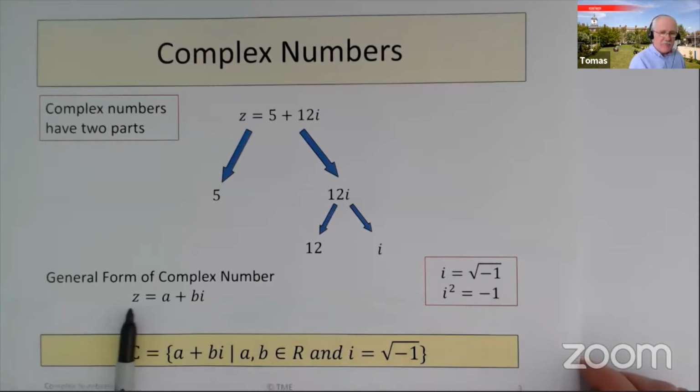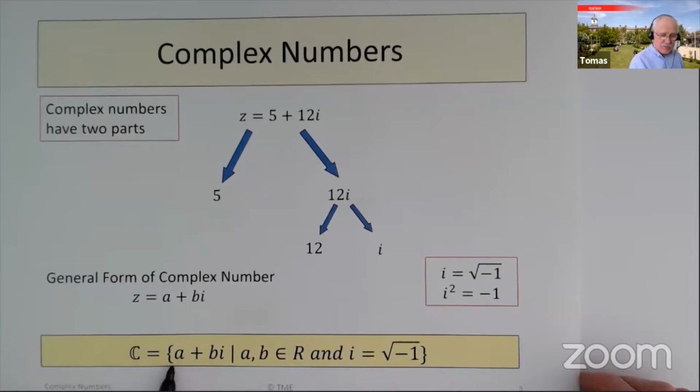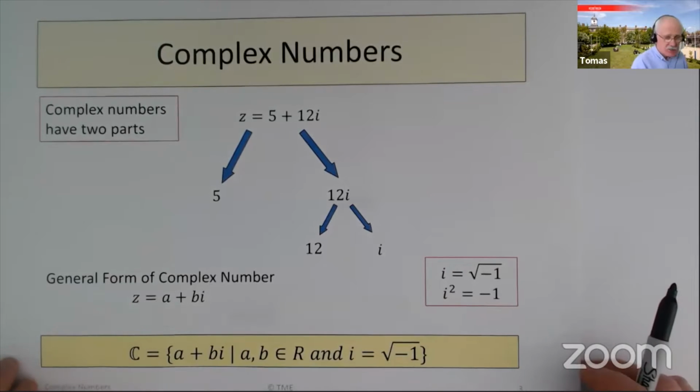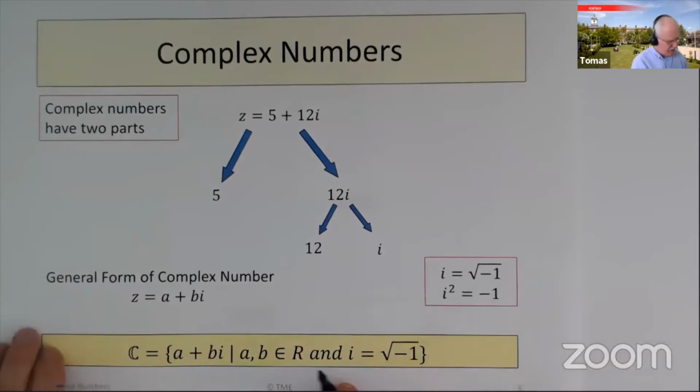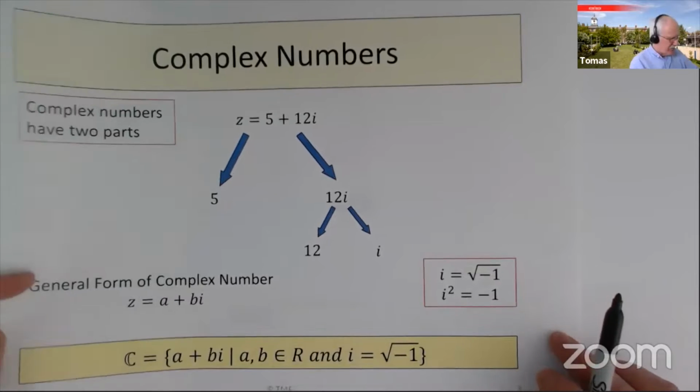The general form of a complex number is z equals a plus bi. The complex number set is defined as the set, in curly brackets, of a plus bi, any numbers made up of a plus bi, where a and b are real, and i is the square root of -1. So that's the definition of a complex number. You won't be asked that, but you'll understand where they're coming from.